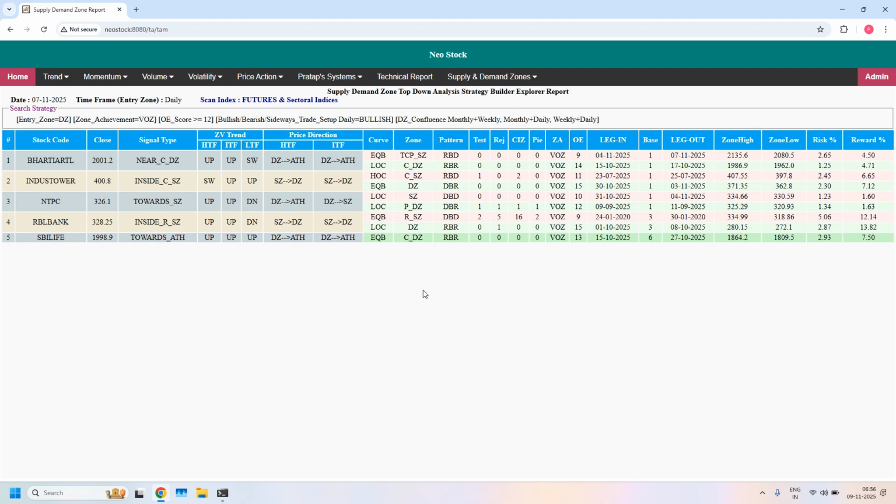Both together again overlapped with monthly demand zone. And monthly trend is uptrend in 4 stocks. So in those 4 stocks, let's again apply monthly demand zone having monthly EMA confluence, because daily and weekly both together are overlapped with monthly demand zone.